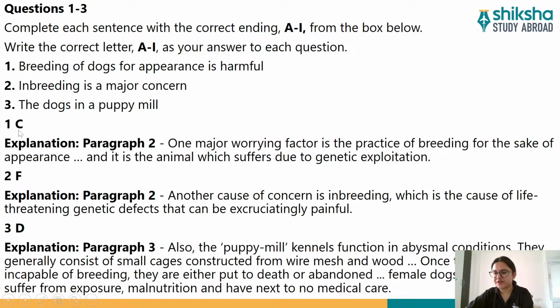Okay, coming to the first answer, that is C. Explanation is in paragraph 2. So one major worrying factor is the practice of breeding for the sake of appearance. And it is the animal which suffers due to genetic exploitation. So you can see again that the words are different, but the meaning is the same. Hence, C is the option for the first one. This is how you will take out the answers for second and third as well. So you just have to match the letters A to I. A to I letters will be given to you in the exam. This is just a sample question. And then you will match those letters with the questions.